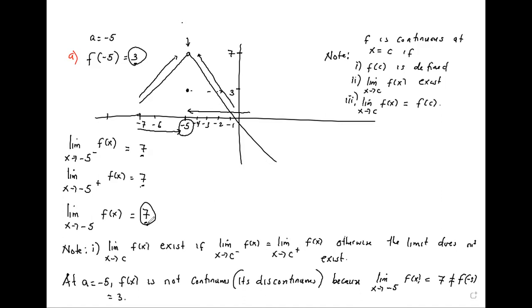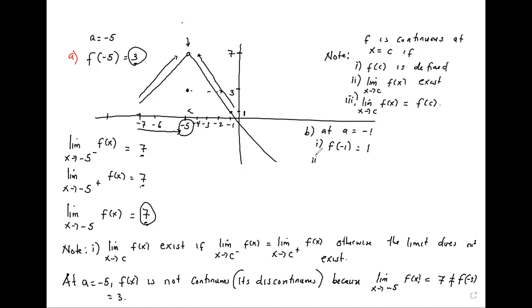Then we have another point, -1, 1. So for B, we're checking at a is equal to -1. So again, you start first, what is f of -1? So you go to -1 and look at what -1 is giving. So what point do you have? We have a point -1, 1. So this will be 1.